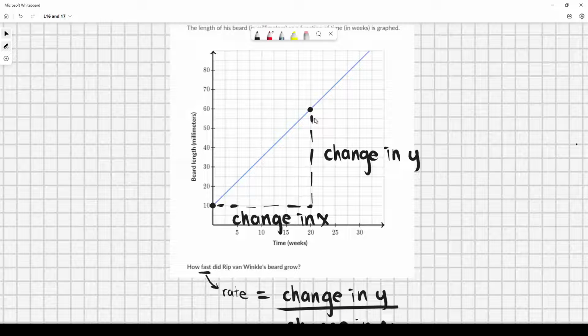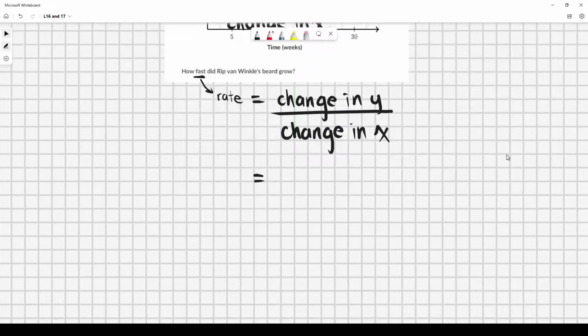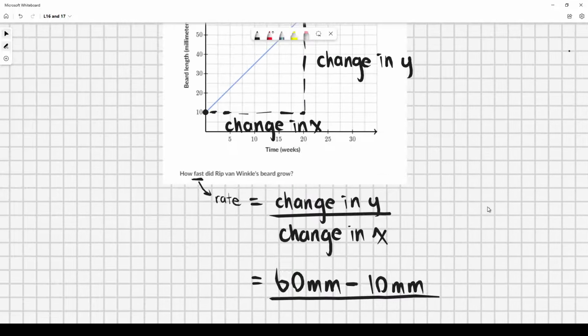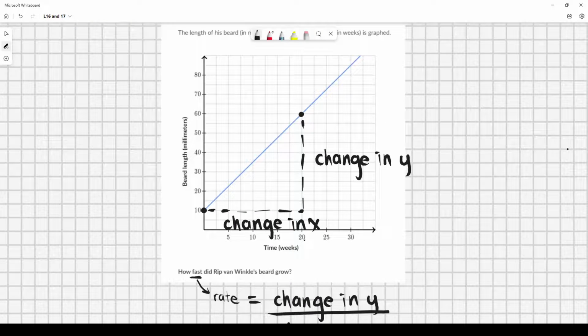So here the change in y is 60 minus 10. The units are kind of important in word problems, so I would include the units: 60 millimeters minus 10 millimeters, divided by the change in x, which is 20 weeks minus 0 weeks. So this is 0 over here.